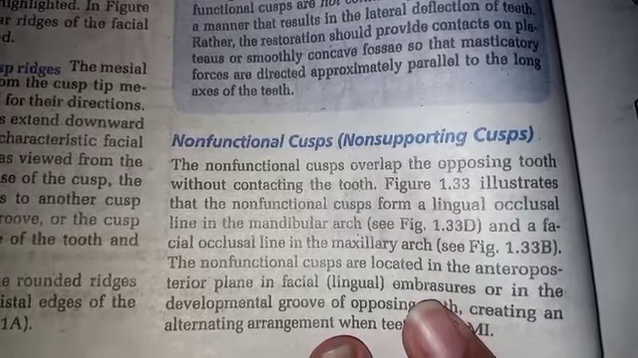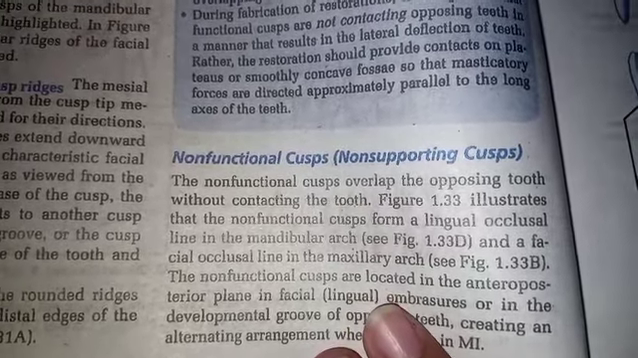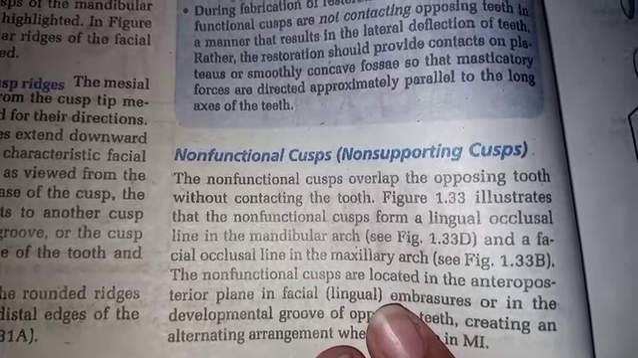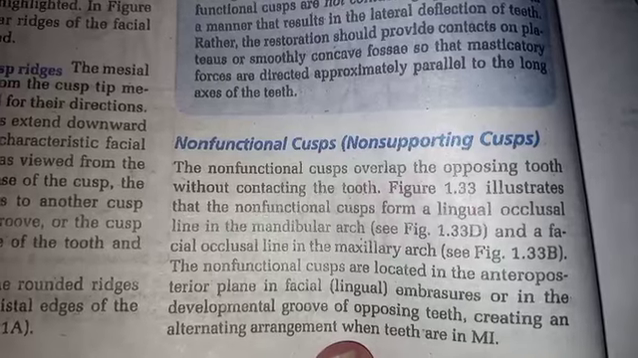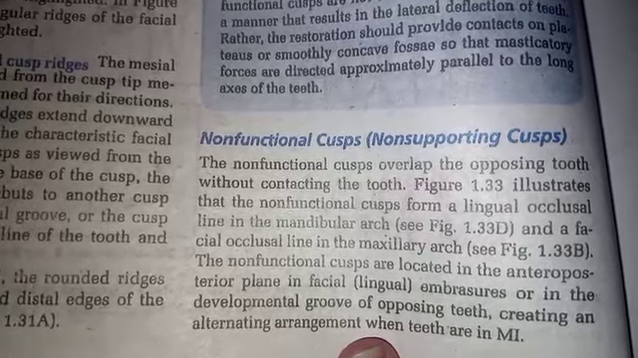The non-functional cusps are actually located in the anterior-posterior plane in the facial embrasures or in the developmental grooves of opposing teeth, creating an alternating arrangement when teeth are in maximum intercuspation.